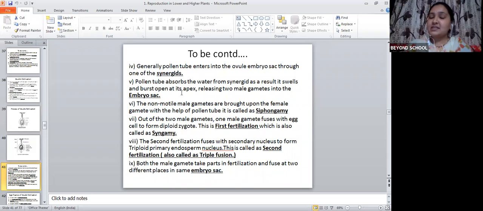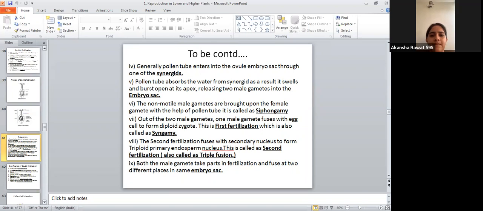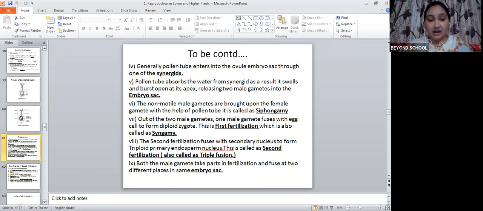Now both these male gametes participate in the fertilization process, and they fuse at different places in the embryo sac. First one fuses with the egg cell, and the second fuses with the secondary nucleus. So both male gametes carry out fertilization at two different places. So this was a part of double fertilization, which we have already studied in the last lecture.